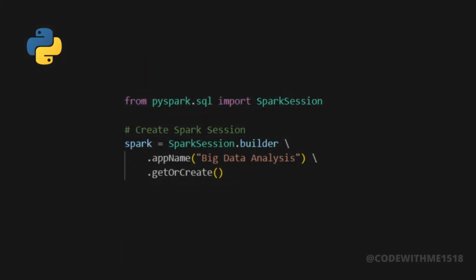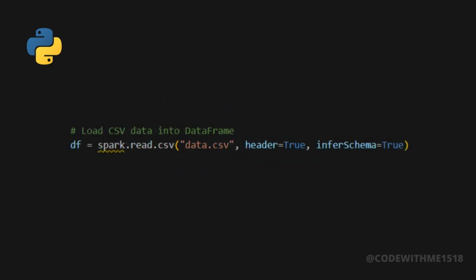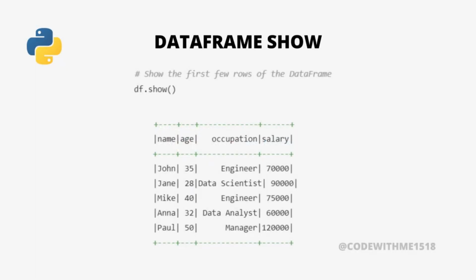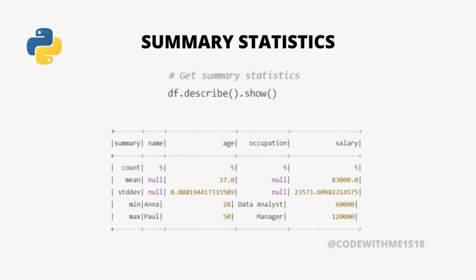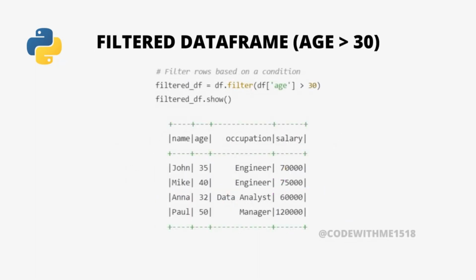Next, let's create a Spark session. This is the entry point for working with Spark. For this example, let's assume we have a CSV file named data.csv. We can load this data into a Spark data frame. Now that we have our data loaded, let's perform some basic analysis.